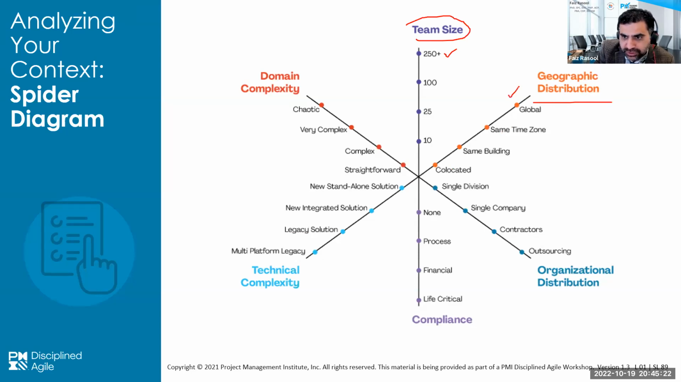Your situation would be tough. Virtual teams versus co-located, co-located is a much easier situation. Organizational distribution, if it is a single division, things are good, same department. But if your team is based on contractors and a lot of outsourcing is being done, then the situation will become tougher and tougher. Compliance needs, if there is no compliance need, life is easy.